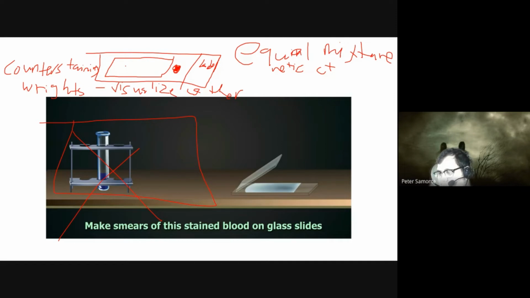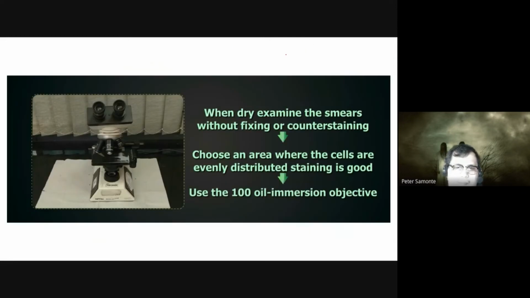The new methylene blue is okay. But then again, class, it depends on the SOP of your laboratory. There are labs that require counter-staining, and others that don't. So it's up to you. But for me, on my own, if you're just looking for reticulocyte count, that is already more than enough. Okay, you're going to choose an area where the cells are evenly distributed and staining is good.